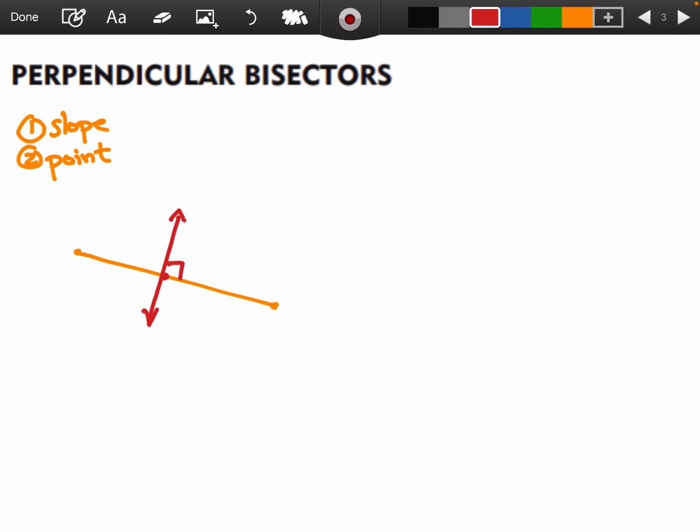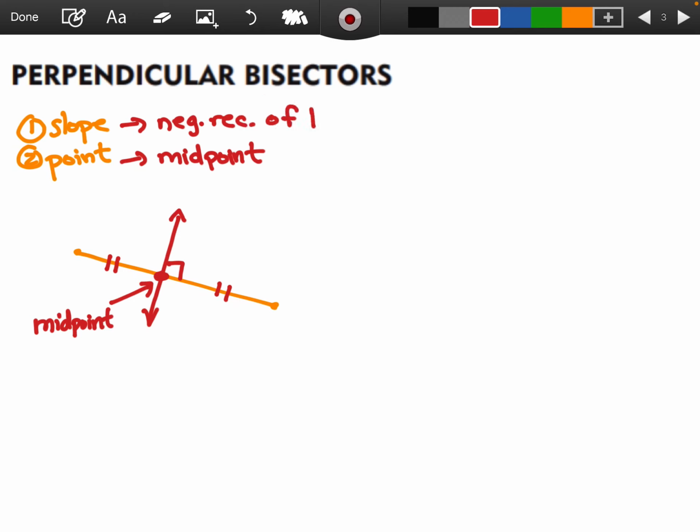Okay, so if you're asked to find the equation of the perpendicular bisector, you know that the point on the line, despite what this diagram looks like, cuts this exactly in half. So this is actually the midpoint of that line segment. So the point that we're going to use is the midpoint. And the slope is going to be the negative reciprocal of the line segment. Because remember, if this is cutting at a 90-degree angle, then those two lines are perpendicular, obviously, by the name. So perpendicular lines have negative reciprocal slopes of one another.